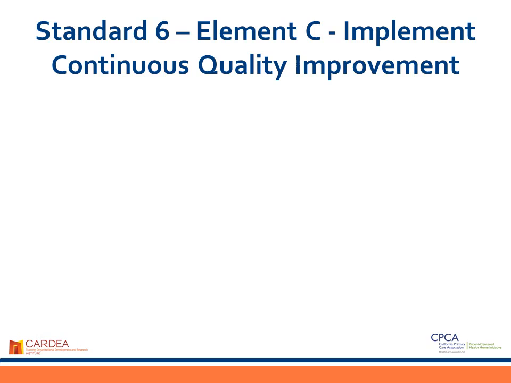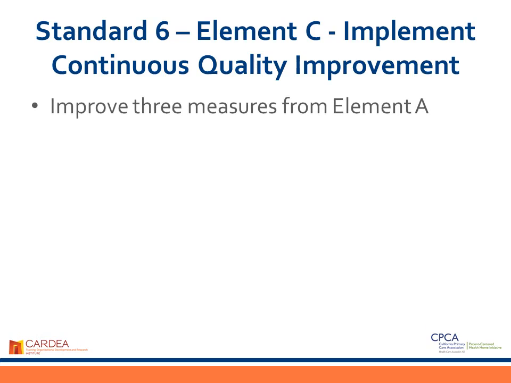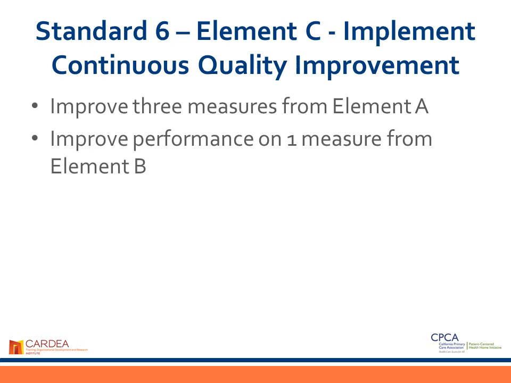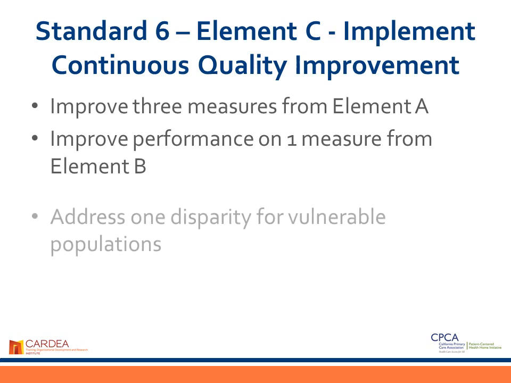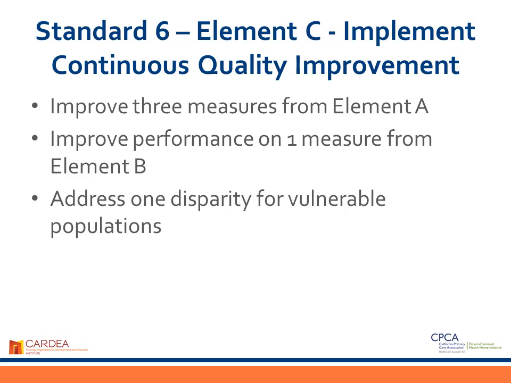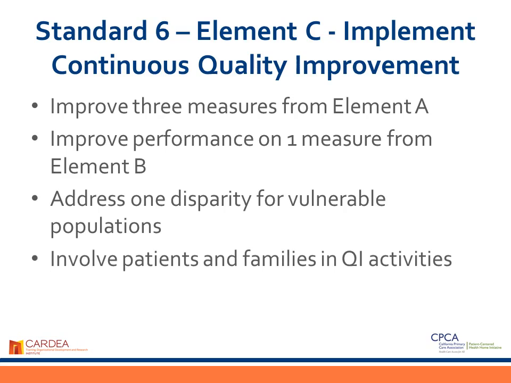This element requires that sites use an ongoing quality improvement process to improve 3 measures from Element A, improve performance on 1 measure from Element B, address at least 1 disparity in care for vulnerable populations, and involve patients and family in QI activities. The approaches we are discussing today qualify as quality improvement activities in order to improve performance on Element B and potentially improve disparity of care.